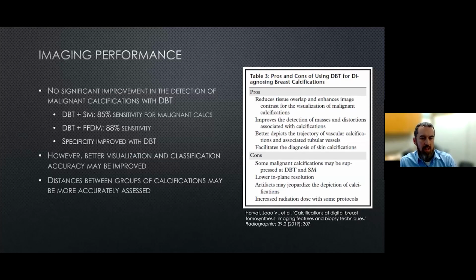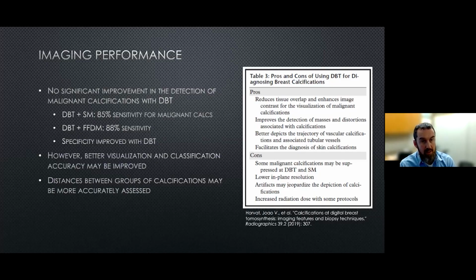So a lot of work has gone into trying to understand the impact of DBT on the evaluation and detection of calcifications. There's been no significant improvement in the detection of malignant calcifications with DBT. If we look at DBT plus SM, we have about an 85% sensitivity for malignant calcs, and DBT plus full field digital mammography has about an 88% sensitivity, a little bit better, probably related to the better resolution with the full field digital mammogram, but specificity is improved with DBT.